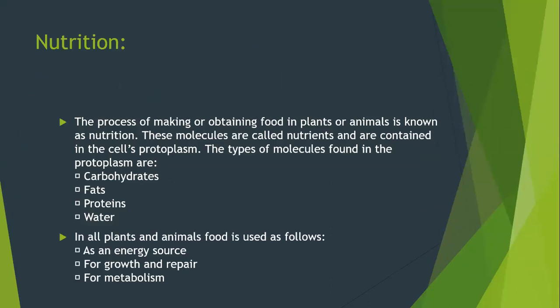This is the process of making or obtaining food in plants or animals, and these molecules are nutrients and are contained in the cell protoplasm. The types of the molecules found in the protoplasm are the carbohydrates, fats, proteins, water. In all the plants and animals, food is used as an energy source for growth and repair and for the metabolism.